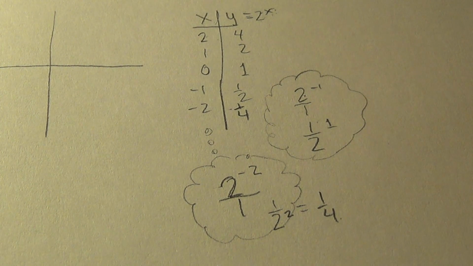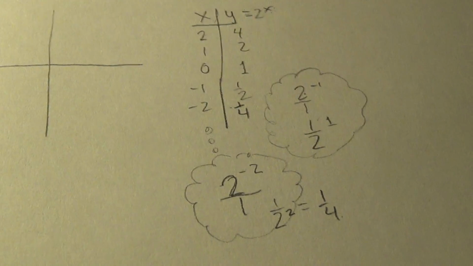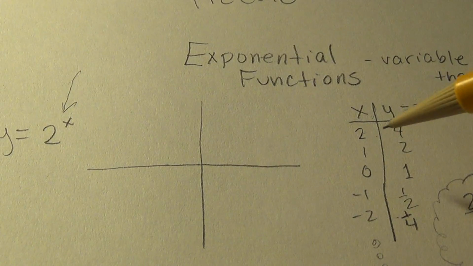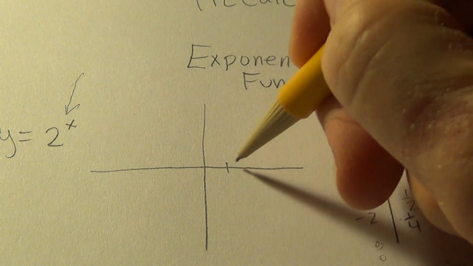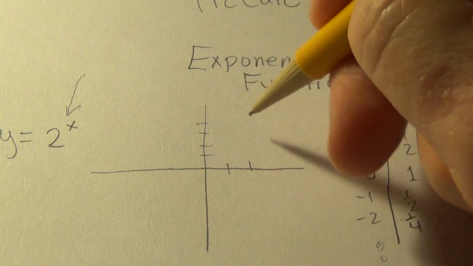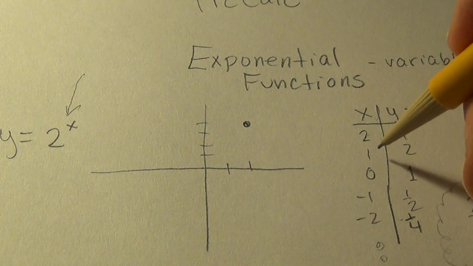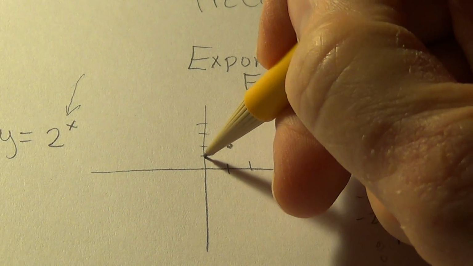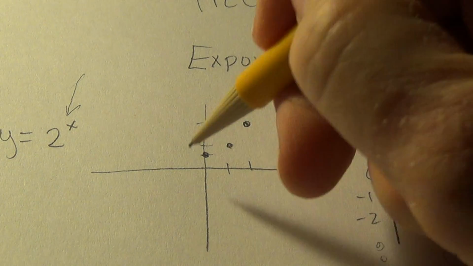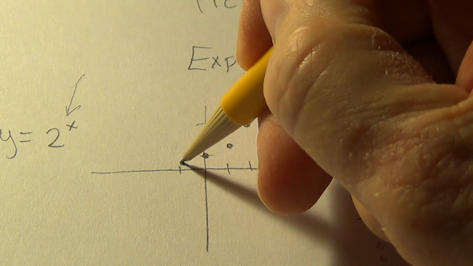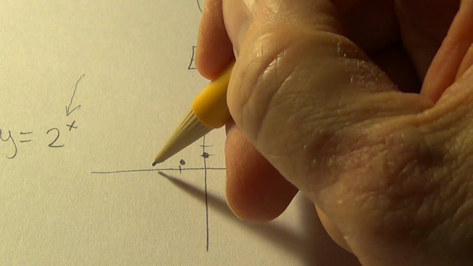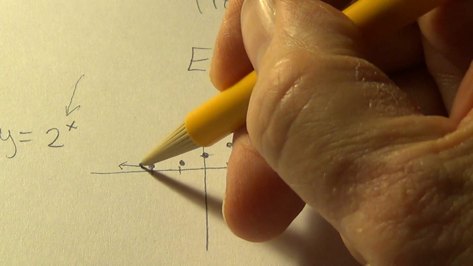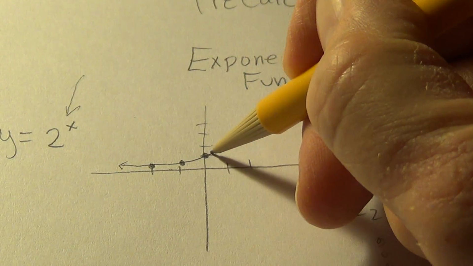All right, so I better graph this while I can still think. This one is 2 over 4 up. This one is 1 over 2 up. 0, 1. -1, 1/2. -2, 1/4. All right, so you should remember this. I think you've had this part.